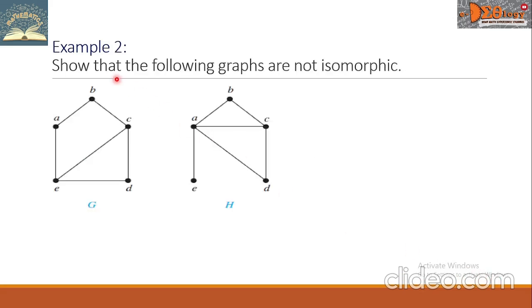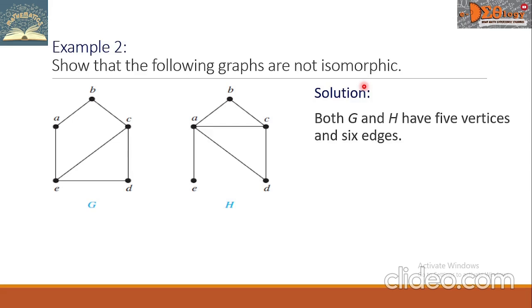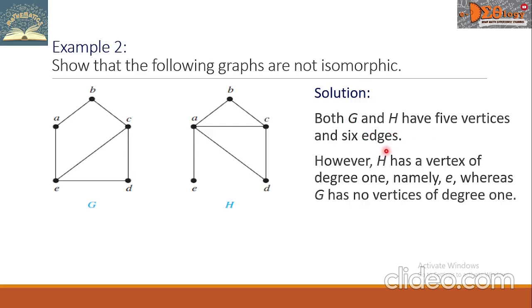Example 2. Show that the following graphs are not isomorphic. Both graph G and H have 5 vertices and 6 edges. However, H has a vertex of degree 1, namely the vertex E, whereas G has no vertices of degree 1. It follows that G and H are not isomorphic.